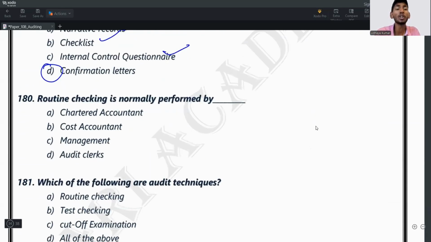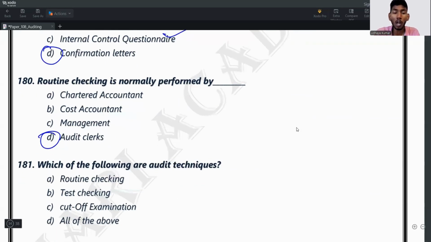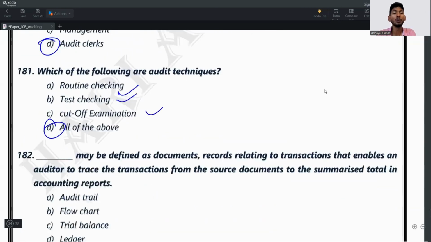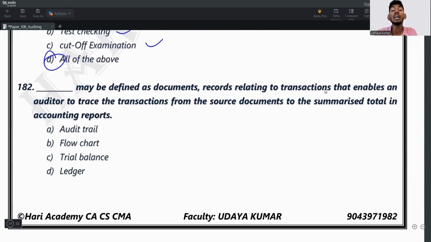Moving to question 180, routine checking is normally performed by whom? Audit clerks. Okay, routine checking is performed by audit clerks. So moving to question 181, which of the following are audit techniques? Routine checking and test checking are audit techniques, cut-off examination. So all of them. Okay. So moving to question 182, dash may be defined as documents and records relating to transactions that enable an auditor to trace the transactions from the source document to the summarized total in accounting reports, which is nothing but which one? Audit trail. We have discussed the audit trail, right?